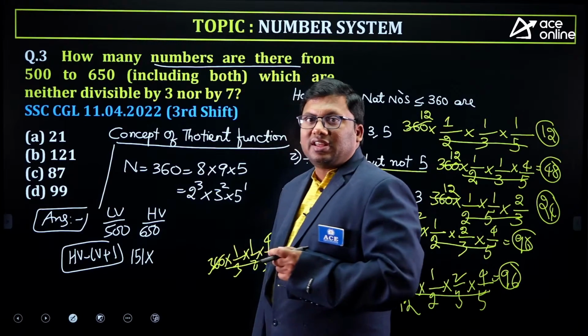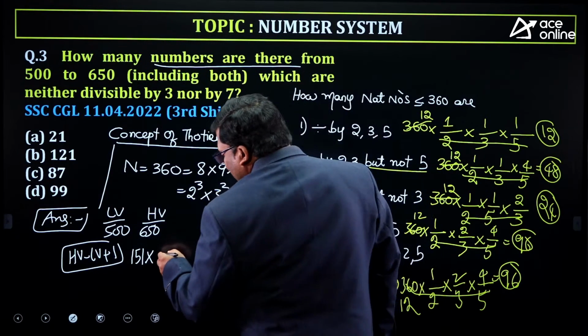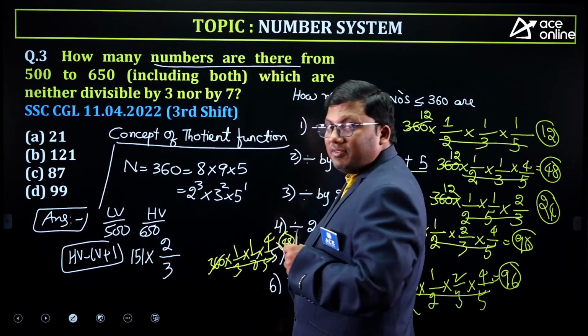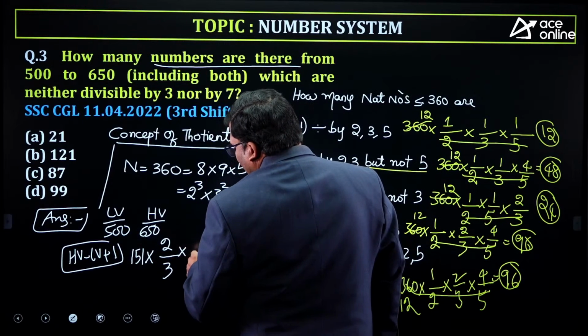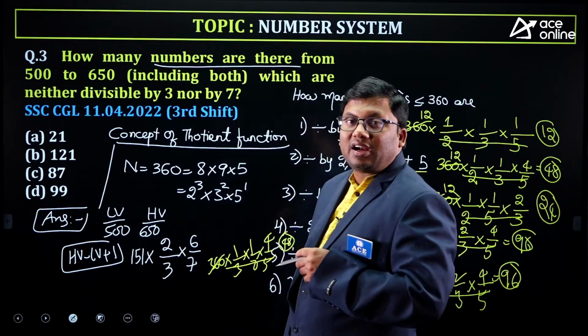Read the question. They are neither divisible by 3 nor by 7. For every 3 numbers, 1 number is divisible. How many are not divisible? 2 by 3. Next one, not divisible by 7. Out of 7 numbers, 1 number is divisible. How many are not divisible?